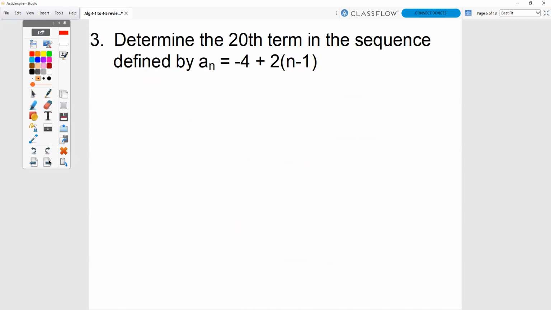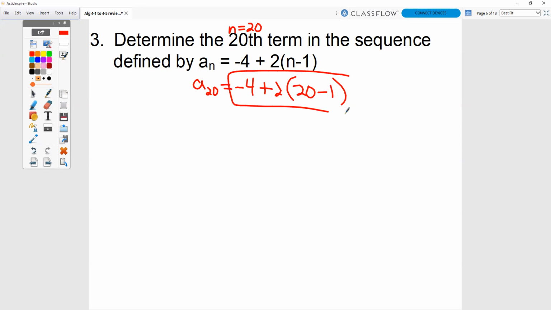Determine the 20th term in the sequence, defined by a sub n equals -4 plus 2 times n minus 1. That means this 20 is n. So n equals 20. A sub 20 equals -4 plus 2 times 20 minus 1. Just type this right into the calculator, and you should get that the 20th term in the sequence is 34.